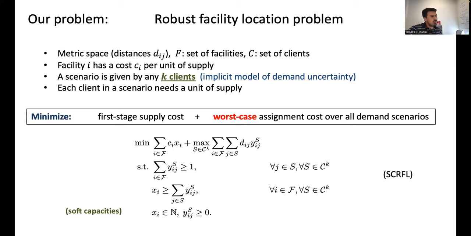One thing that I would like to emphasize here is that we cannot replenish in the second stage. We cannot open new facilities, or put additional supply in my network. So the only thing that we can do is to shift or transport the supply that I have in the first stage to the clients that need to be served after I observe the scenario. And this is what makes this problem very different from some other problems that have been studied. This is what makes the problem hard: once you decide on the supply in the first stage, you need to use that supply to satisfy all your clients for any scenario.